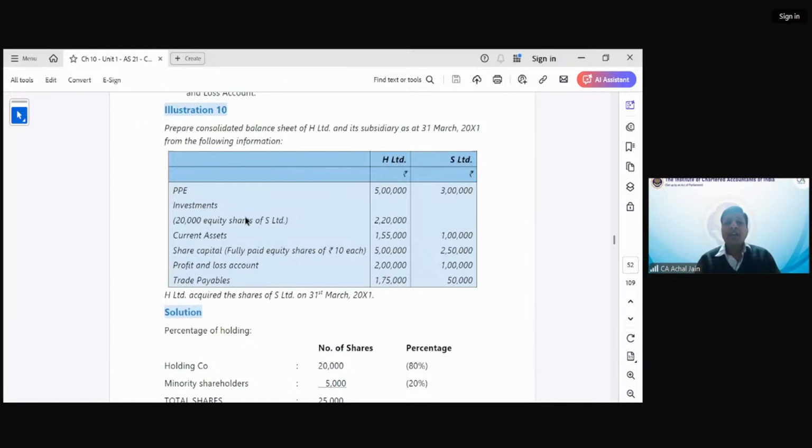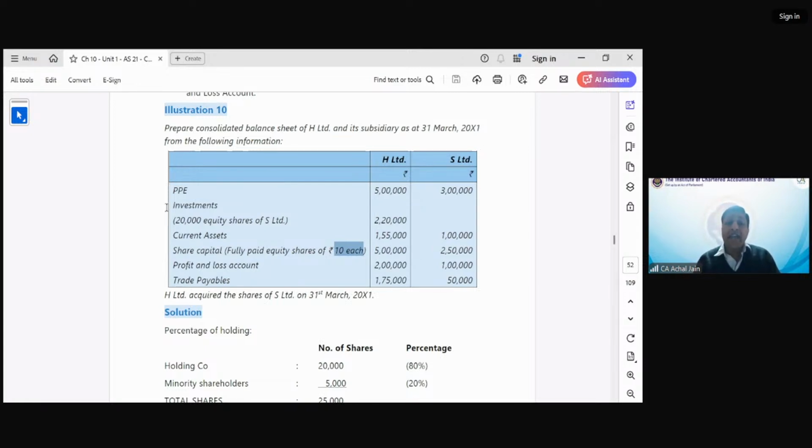So if you look at the balance sheet of S Limited, what is the share capital? 2,50,000. So how many shares are issued by S Limited? 2,50,000 divided by 10. Why? Because each share is of rupees 10. Yes or no? Each share is of rupees 10. Correct? So what is going to be the number of shares issued by S? 25,000.